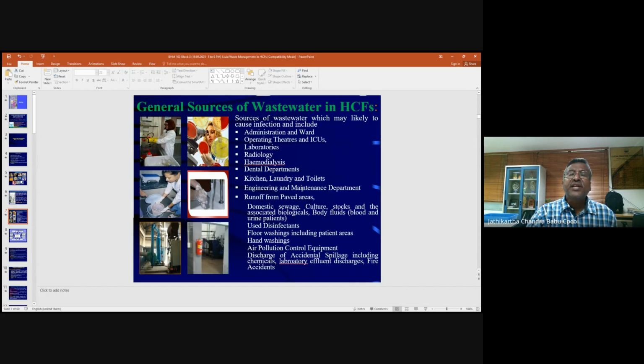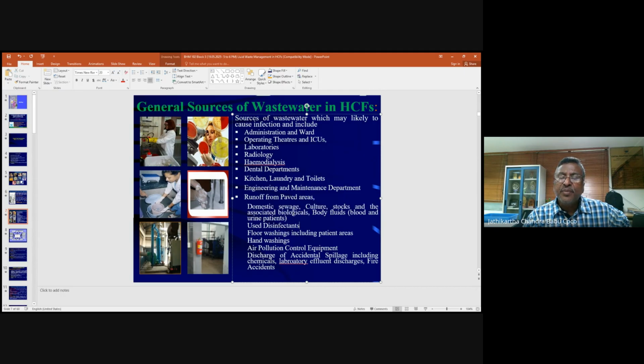Now, these are the wastewater commonly generated from the hospitals, which includes various sources: administration and ward, operating theaters, ICUs, laboratories, radiology department, hemodialysis, dental departments, kitchen, laundry and toilets, engineering and maintenance department. Apart from this, because of rainfall within the hospital, you are going to generate wastewater runoff from paved surfaces also. Apart from that, there will be domestic sewage.